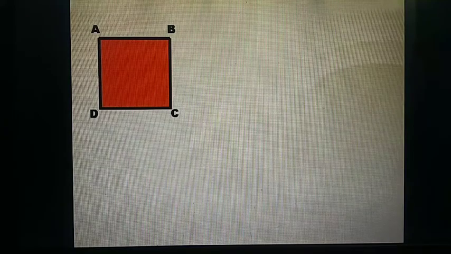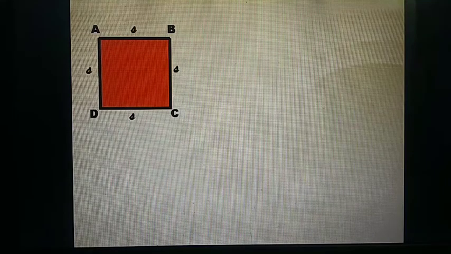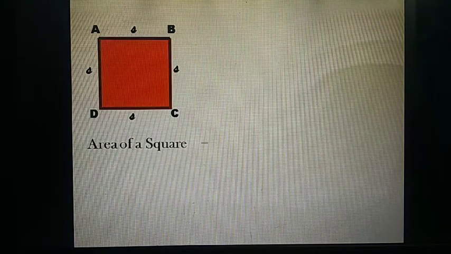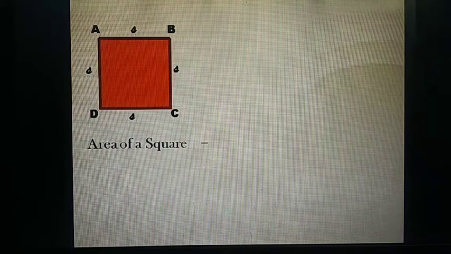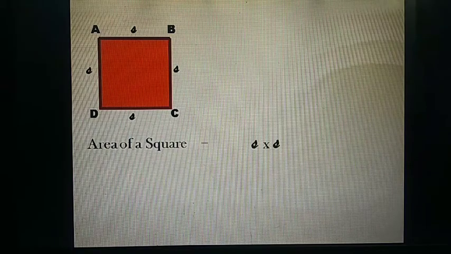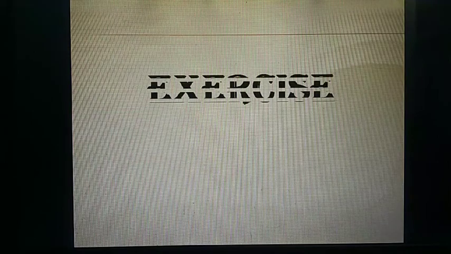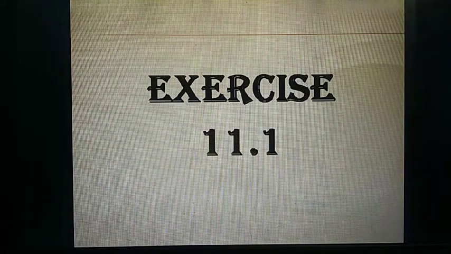Next, square, where all the sides are equal. So area of a square will be S into S. Moving to exercise 11.1.